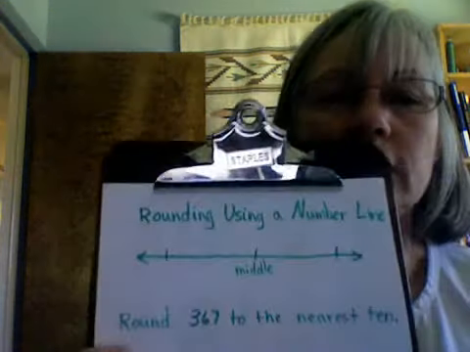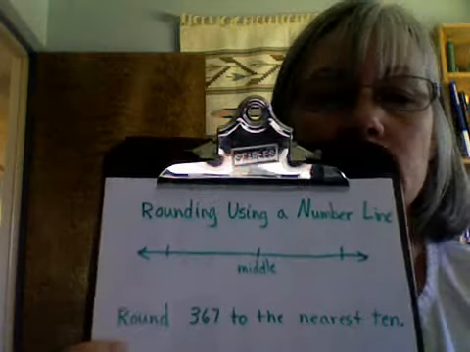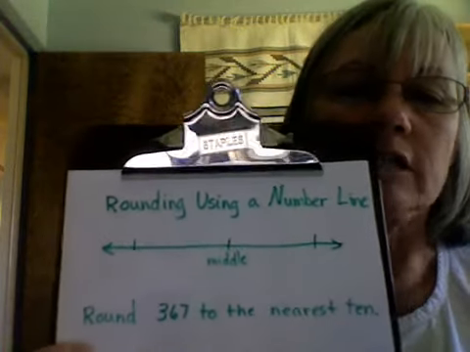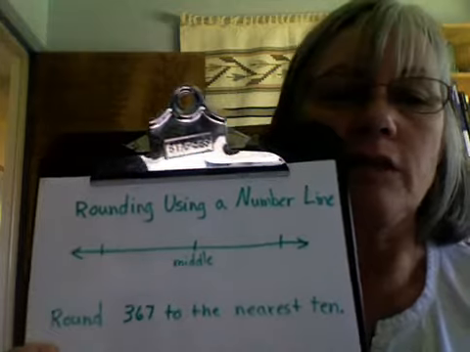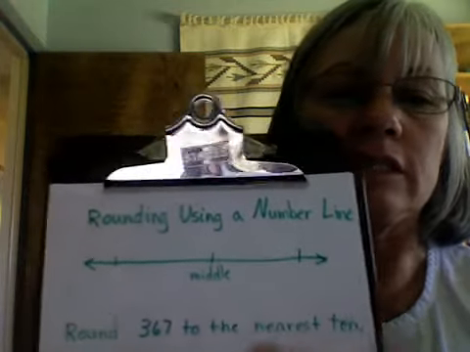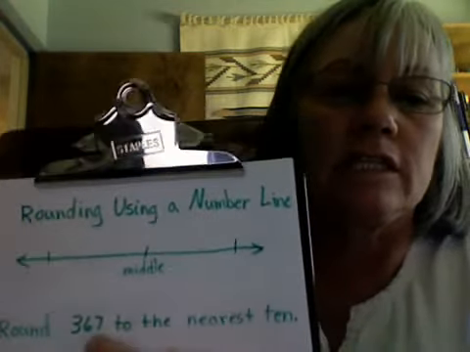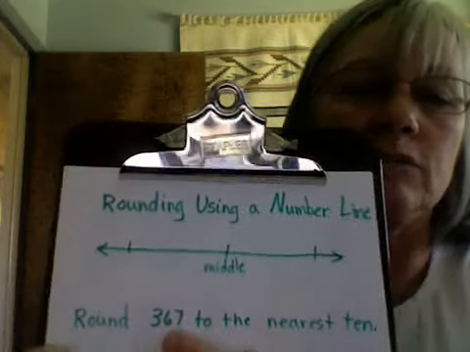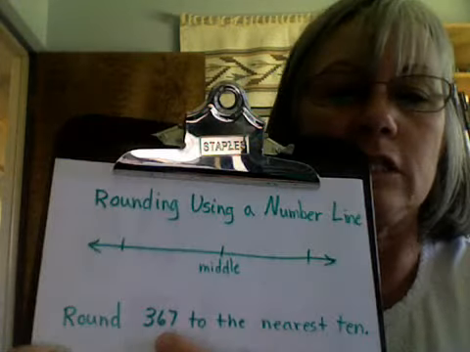We'll start out with this problem. Round 367 to the nearest 10. The first thing to do is locate the tens digit in 367, which you'll see is the 60. It's a 6, which stands for 60 in 367.